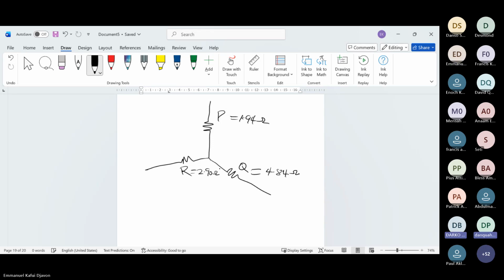So this is the transformation from delta to star and from star to delta. So we've come to the end of the class.